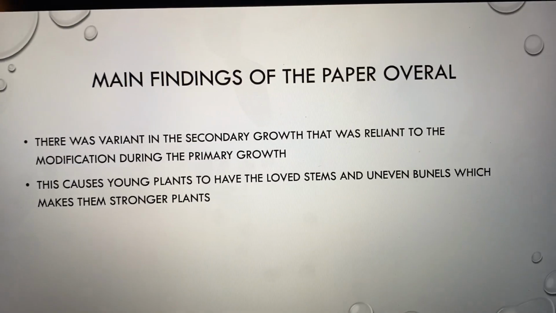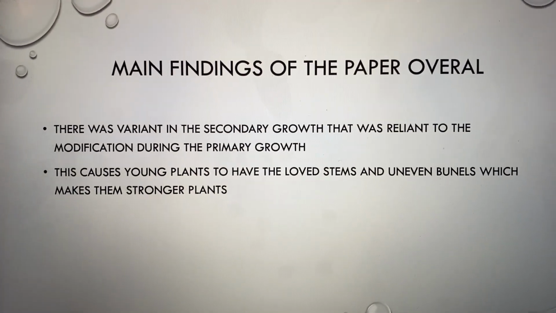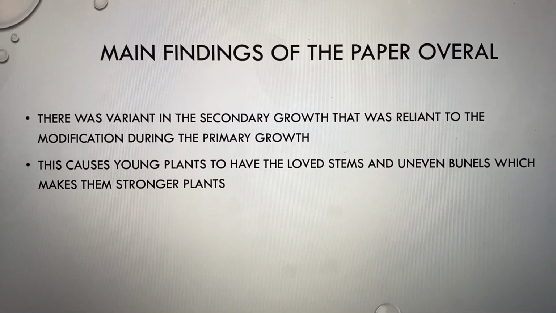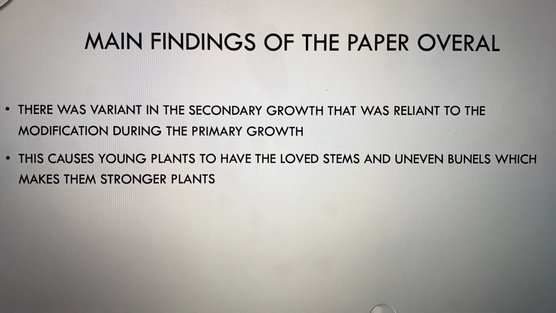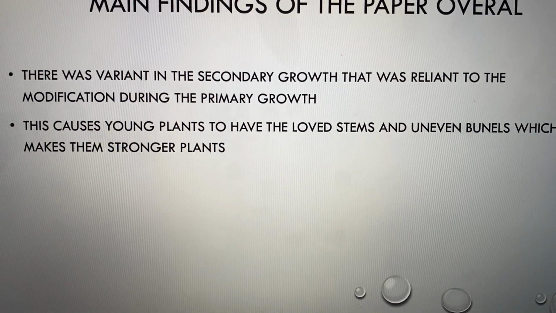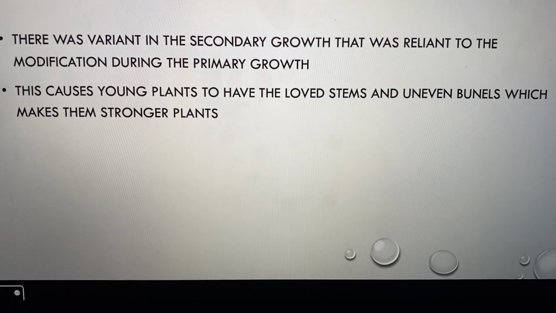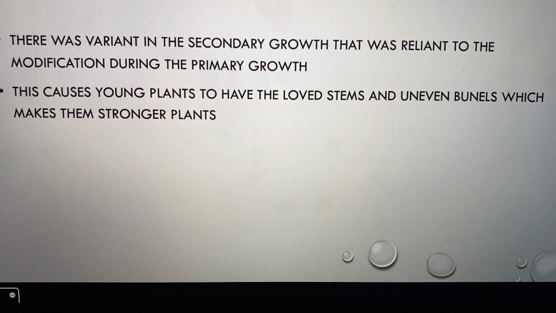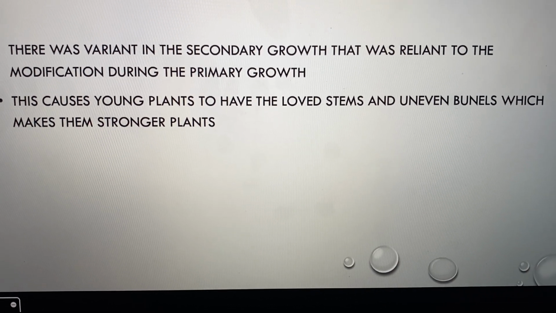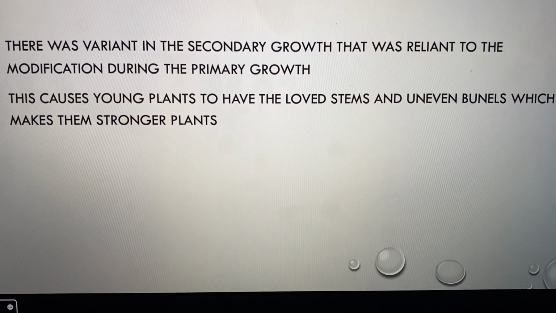So these are the main findings of the paper overall that were used from this figure and other figures of the paper: there is a variant in the secondary growth that was relevant to the modifications during the primary growth. It also causes young plants to have lobed stems and uneven bundles, which makes them stronger plants.